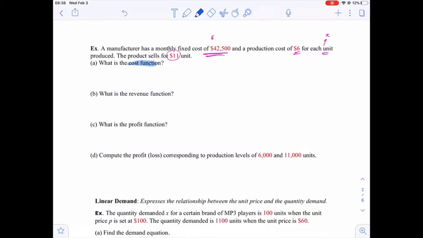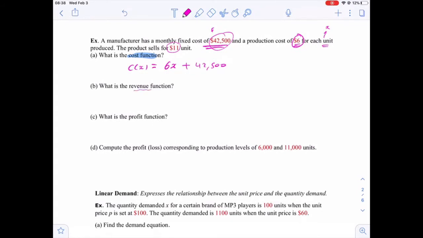So first, we want to write the cost function. The cost function is equal to the variable cost. The variable cost is $6 per unit, so that means 6x, plus the fixed cost. The fixed cost is 42,500. And then we want to find the revenue function. The revenue function is the selling price, which is $11 per unit. That means 11 times x.